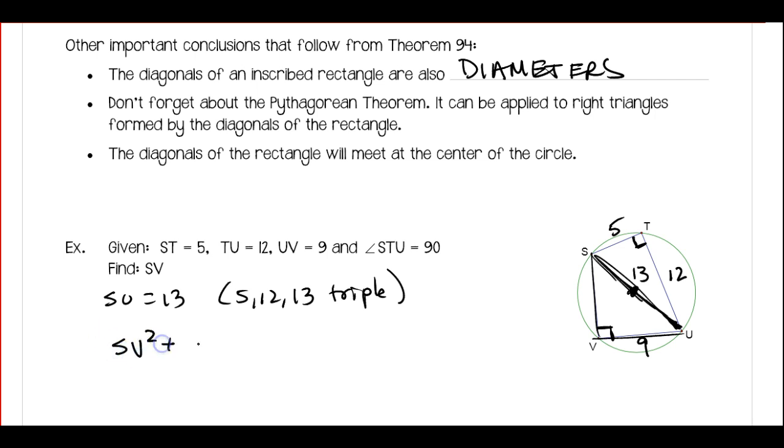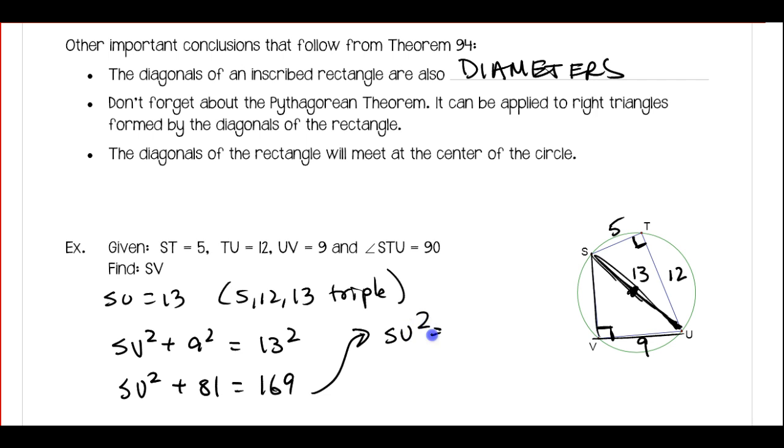SV squared plus 9 squared is equal to 13 squared. So SV squared plus 81 is equal to 169. SV squared is equal to 88, which means that SV is equal to the square root of 88.